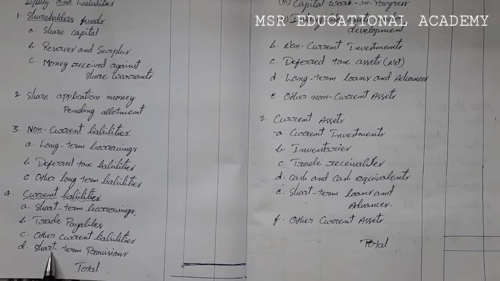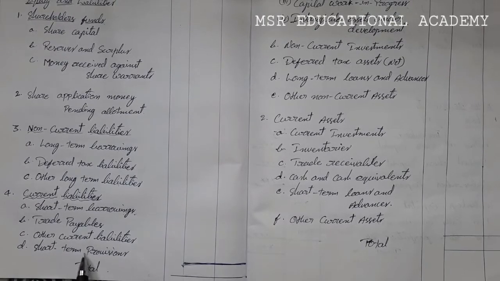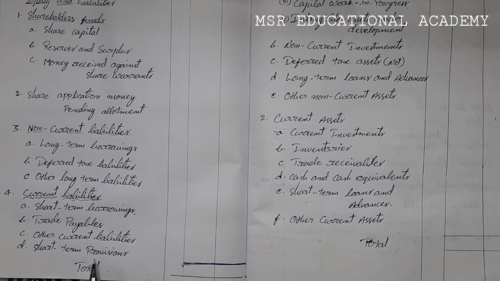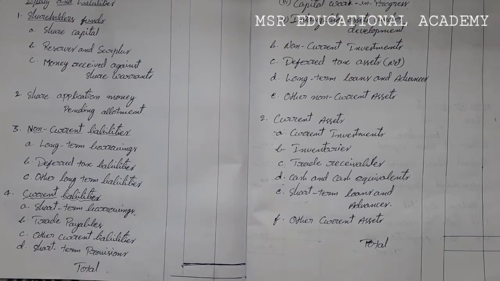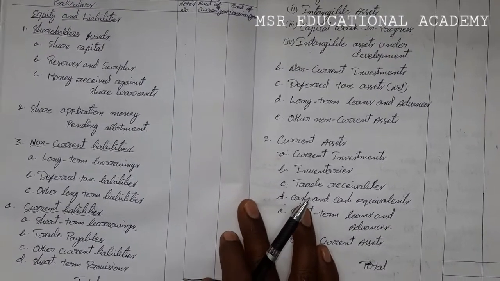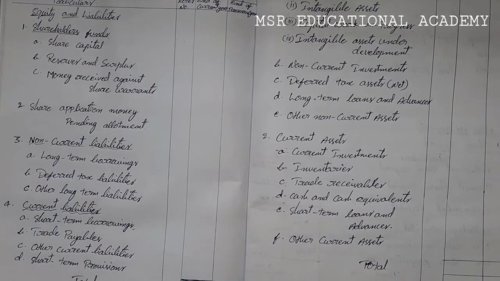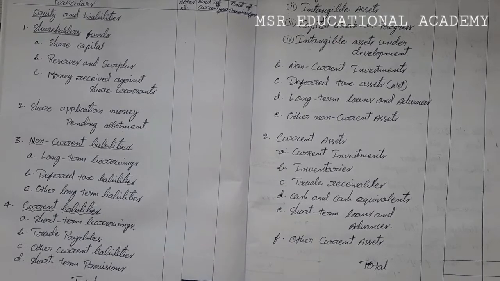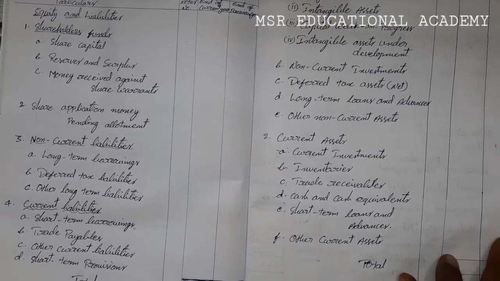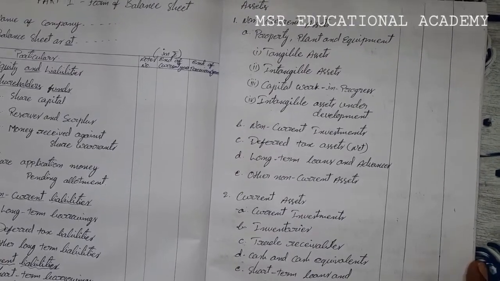Next, short-term provisions. The provisions related to the short-term period, that is short-term provisions. Short-term provisions come under current liabilities. Okay, this is only the equity and liabilities under the balance sheet. So this is part of liability. Next, if you come to the assets, here there is assets.